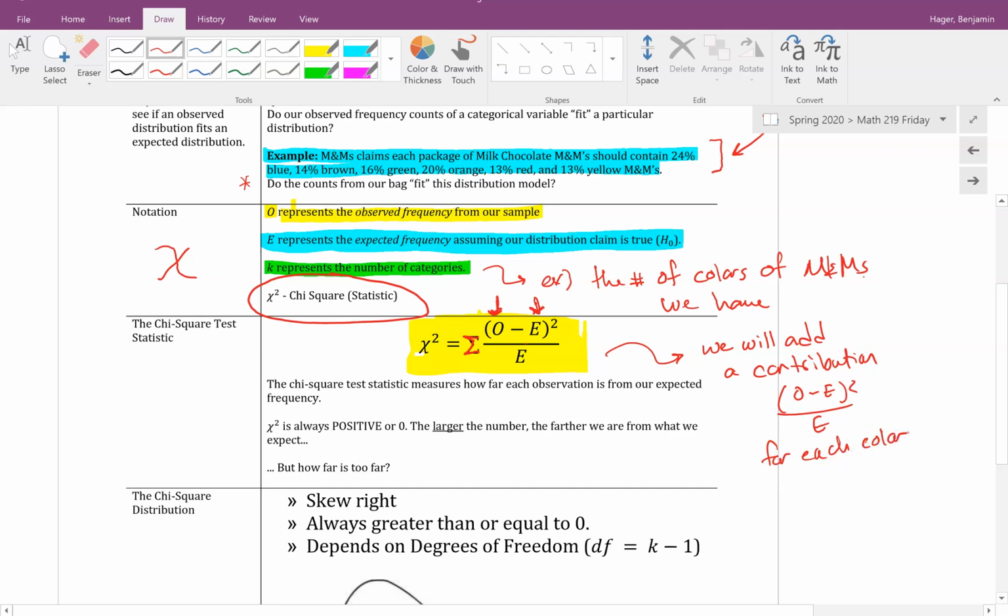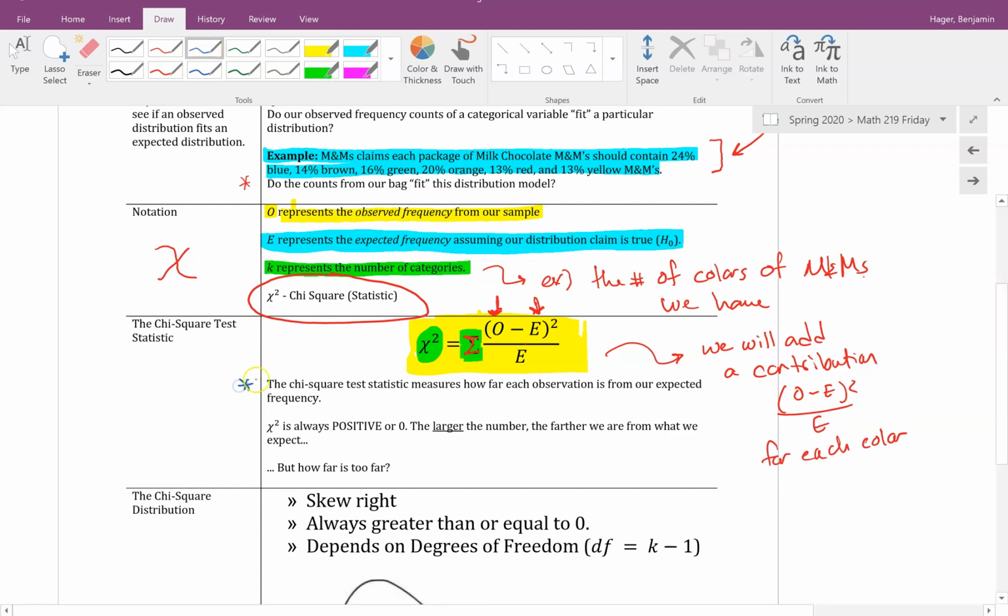Each one is known as the contribution, and together they all add up to give you the chi-squared test statistic, which I can then pull up a chi-squared table. It's on those stat tables that you guys have already posted on Canvas, or you could consult StatCrunch and it can run it for you. So anyways, let's just read through here.